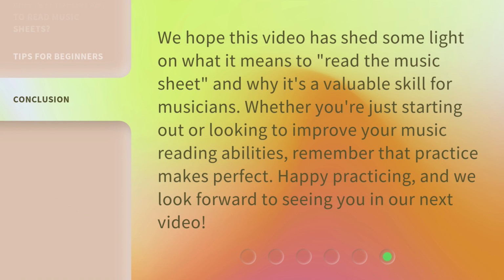We hope this video has shed some light on what it means to read the music sheet, and why it's a valuable skill for musicians. Whether you're just starting out or looking to improve your music reading abilities, remember that practice makes perfect.